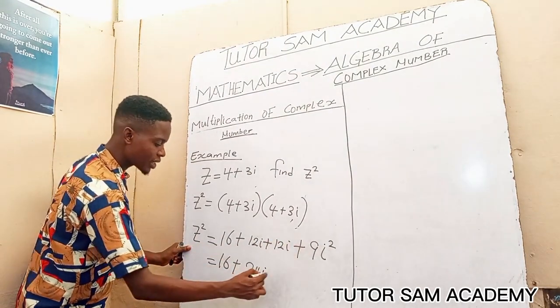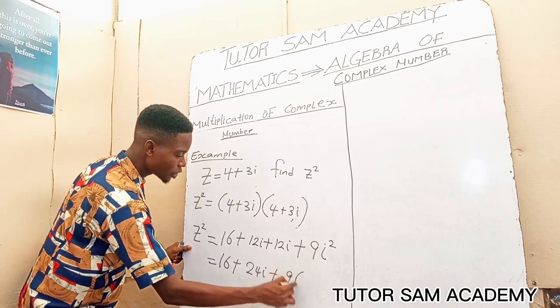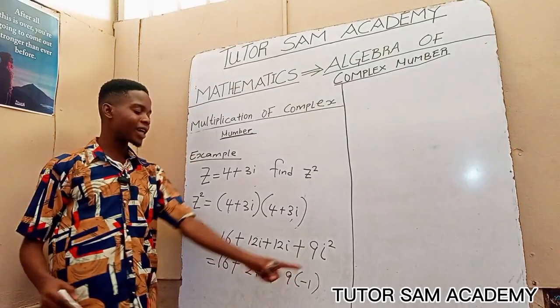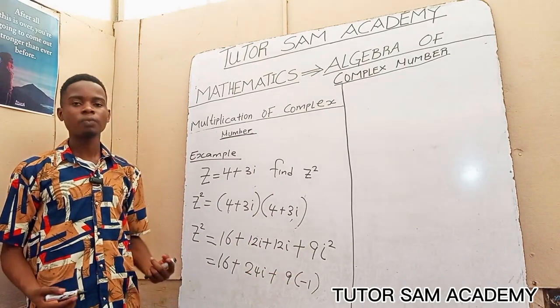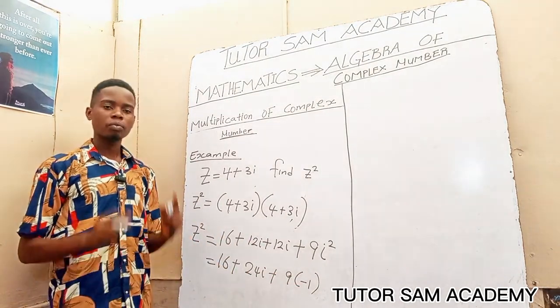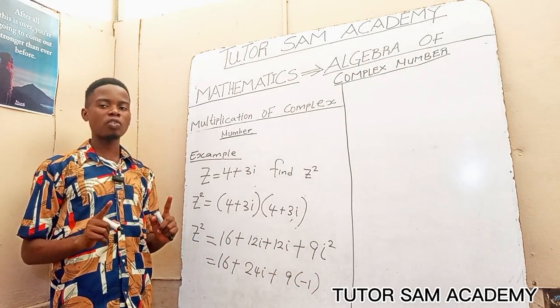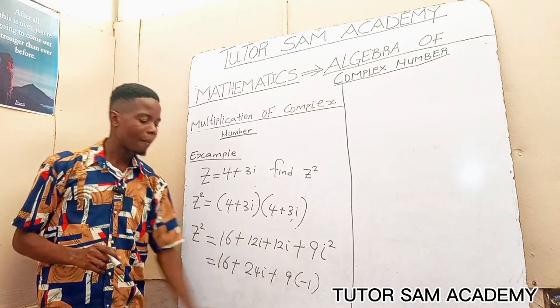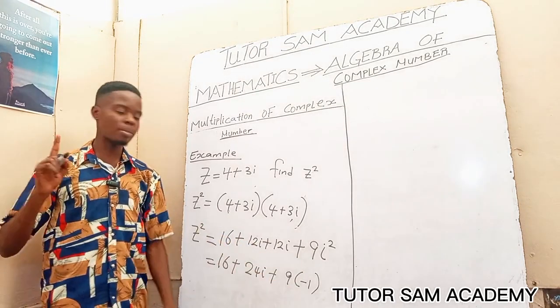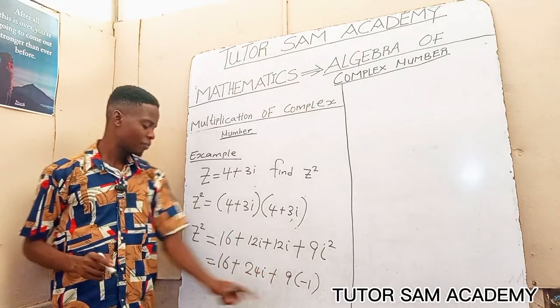Then 9i square is the same thing as 9 into bracket minus 1. We have established severally that i square is always minus 1, because i is the square root of minus 1. So i square will give us minus 1. If you do not understand, you can check my previous video where I explained this severally.